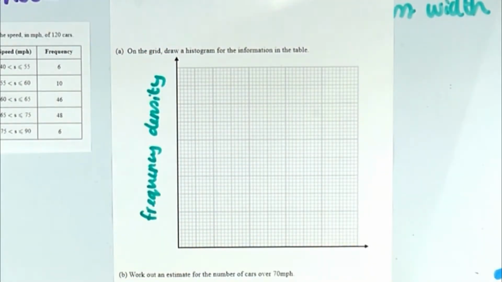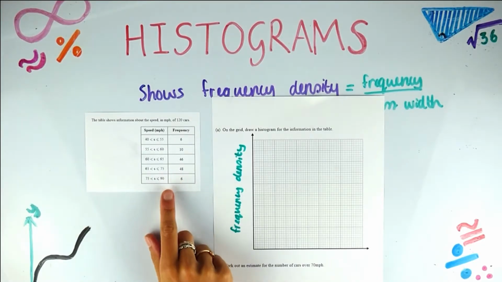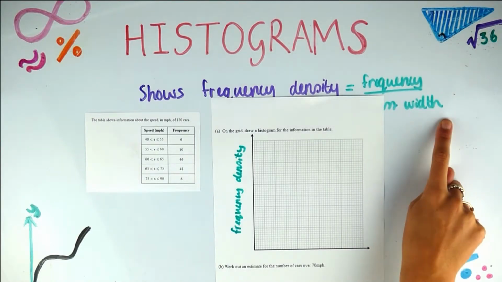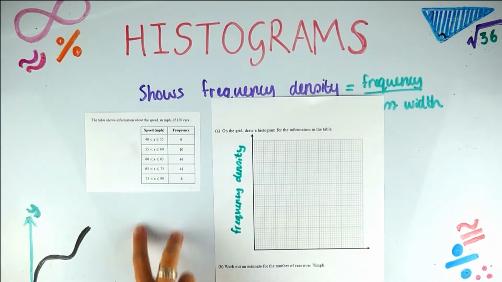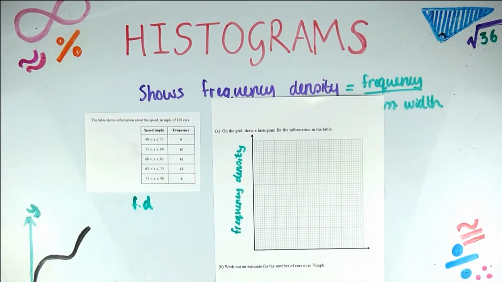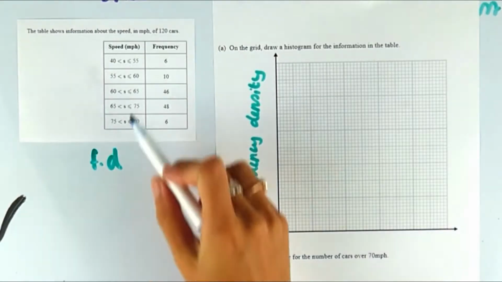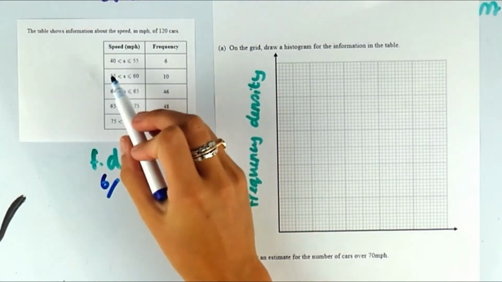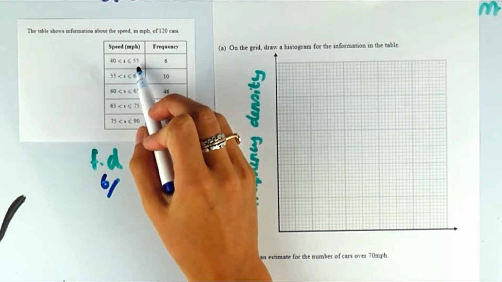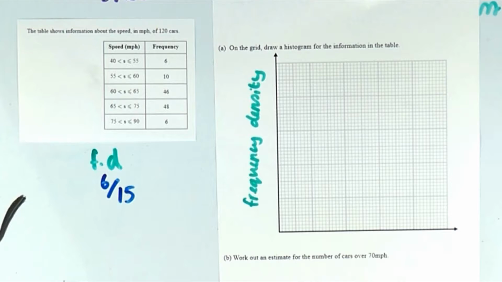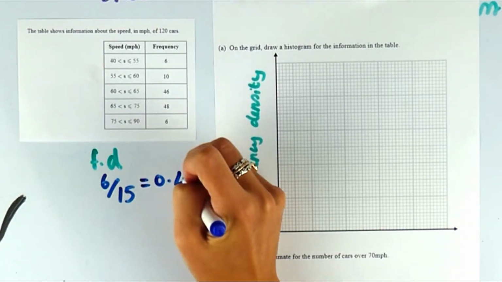That means we're going to have to work out the frequency density using this table here. We know that the frequency density is the frequency divided by the class width. So I'm going to create another column down here of the frequency densities. For this one I have 6, the frequency, divided by the class width, and this is going from 40 to 55, so that is a class width of 15. That gives me an answer of 0.4.